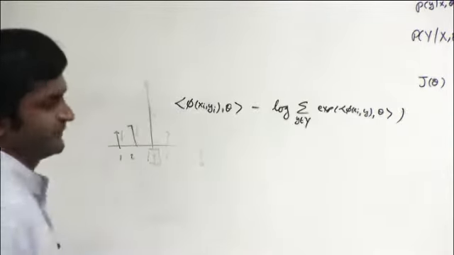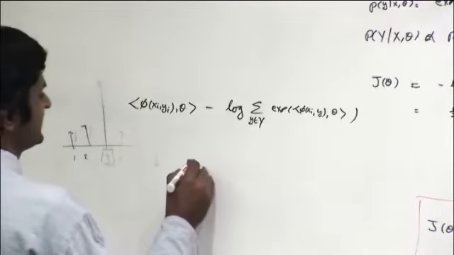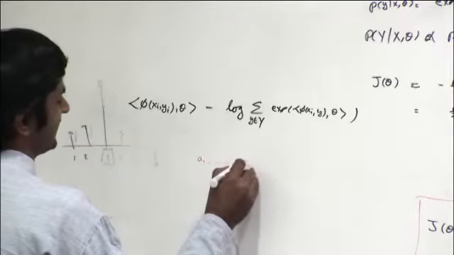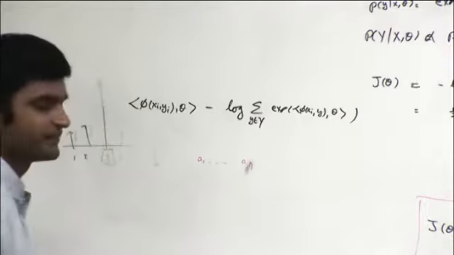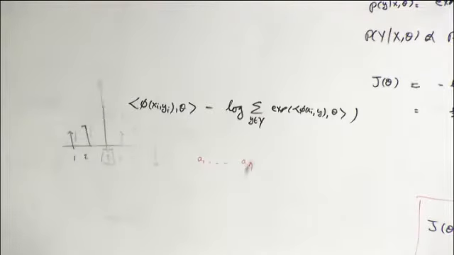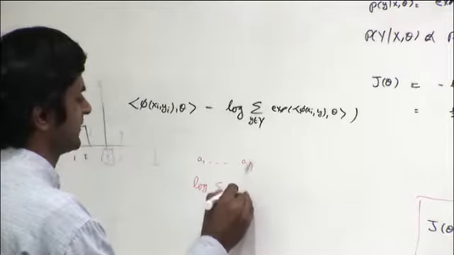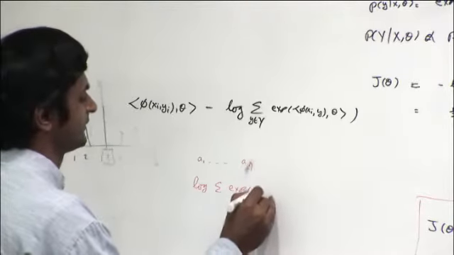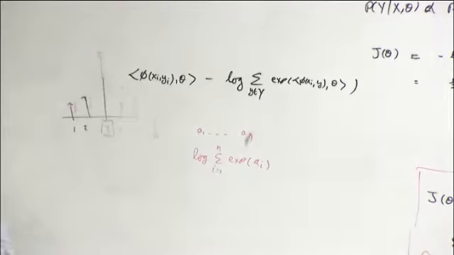Now let me give you this, and you go and try this at home. Suppose I give you a set of numbers. Let's say I give you n numbers. They're just some random integers or whatever, and you compute log of the sum of exp of a_i, going from 1 to n. This will give you a number, because the a_i's are all numbers.